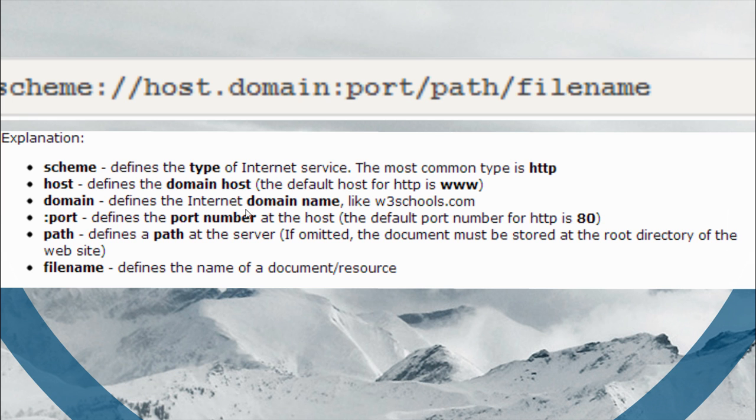The domain defines the internet domain name, like w3schools.com or google.com or umair.futurebook.com. The port defines the port number at the host. The default port number for HTTP is 80. The path defines the path at the server, and if given, the document must be stored at the root directory of the website. Filing defines the name of the document or resource, so it has to be on the website for you to add the filing.